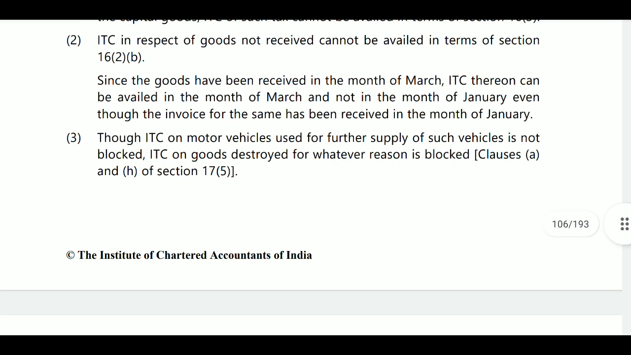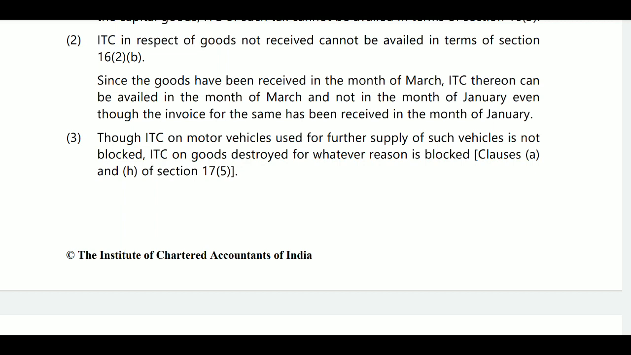Next, ITC on a motor vehicle used for further supply of vehicles is not blocked, but ITC on goods destroyed for whatever reason is blocked. If the product is destroyed, then ITC becomes blocked as per section 17(5). Next, ITC on goods used by a taxable person for construction of immovable property other than plant and machinery on his own account is blocked even when such goods are used in the course of furtherance of business. When the goods relate to construction of immovable property other than plant and machinery, that ITC will not be eligible.